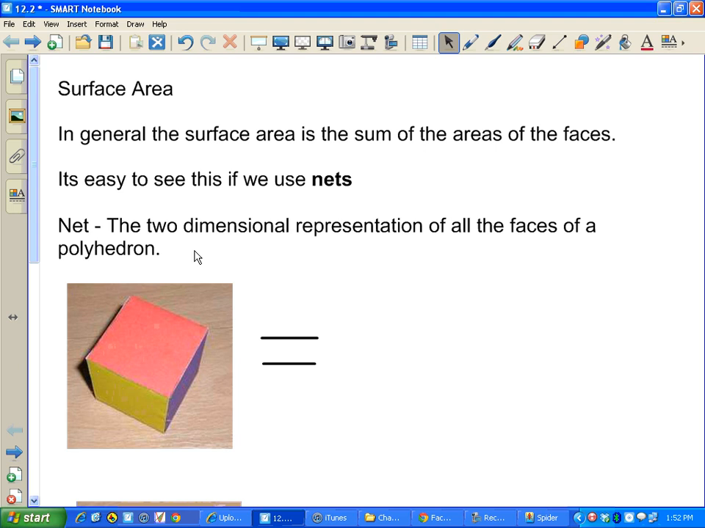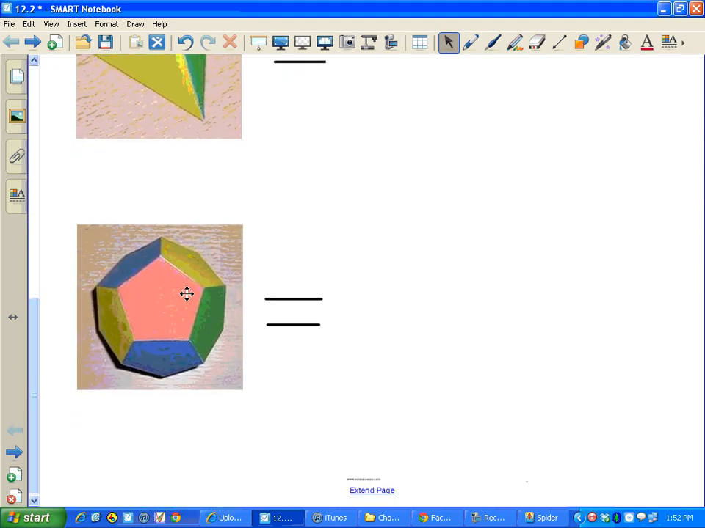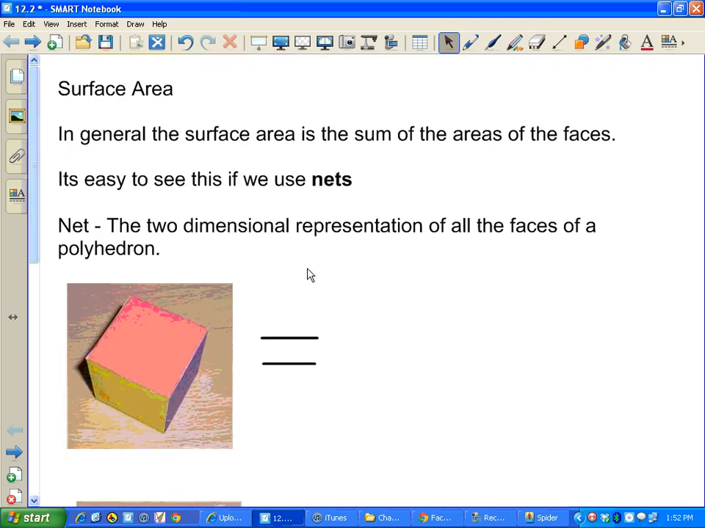Back in elementary school, there's probably a time when you used a net to build up a cube or a tetrahedron or a dodecahedron. Most likely a cube. You make a cube out of paper. You're using a net to do that. The net is useful because it lays out all the shapes that are required to make the three-dimensional shape, and we can find the area of each face and add all those areas up together.